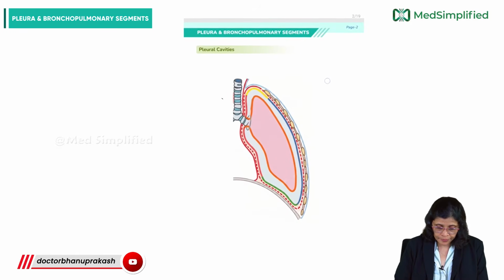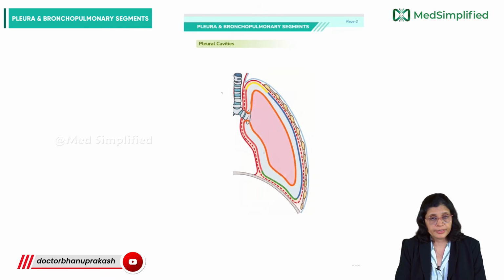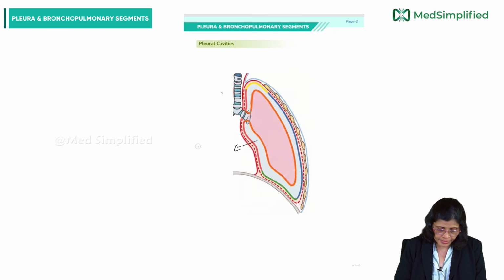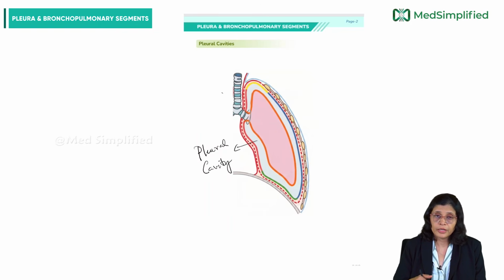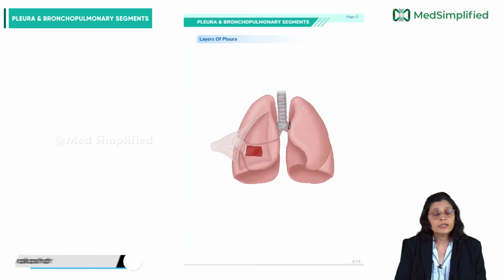So the pleura will have two layers, the parietal and the visceral. Between the two layers, there will be a cavity which we call the pleural cavity, which is enclosed between the two layers. The visceral pleura will be adherent to the lungs, whereas the parietal pleura will be lining the inner surface of the thoracic cavity, that is the ribs. So the pleura consists of two layers, one is the visceral layer, another one is the parietal layer.